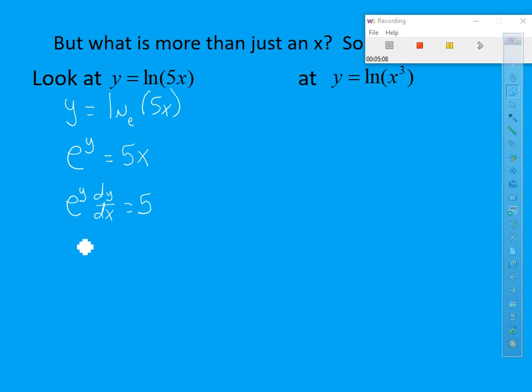Let's solve that for dy/dx. So I've got dy/dx is 5 over e to the y. Now I'm going to do this to you again. Another name for e to the y is 5x. So my derivative now becomes 5 over 5x, which simplifies to be, in this case, 1 over x.